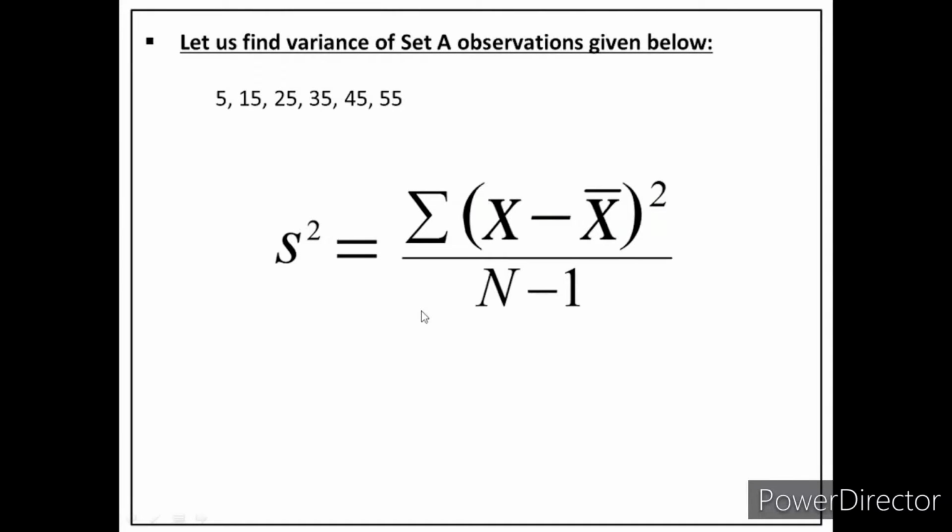This is the formula of variance. It is denoted as s square, and this is equal to summation of (x minus x bar) whole square divided by n minus 1, where n denotes the number of values in the given series. Right now we have 6 values in this given series. It means the n value for this formula is 6. x denotes the individual value of this series, and x bar is the mean of this series. So now let us see how to find variance.